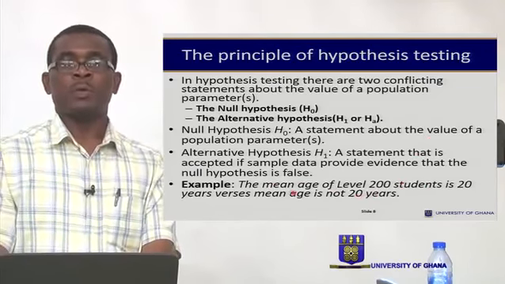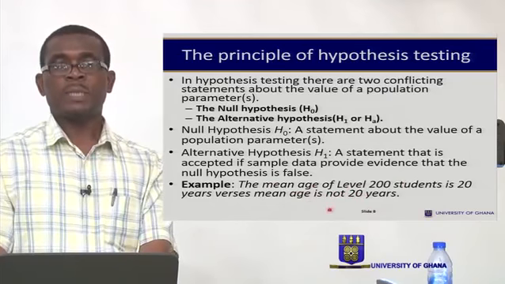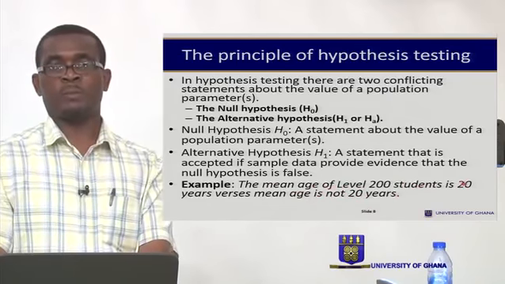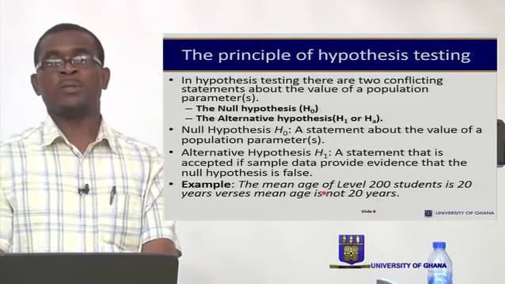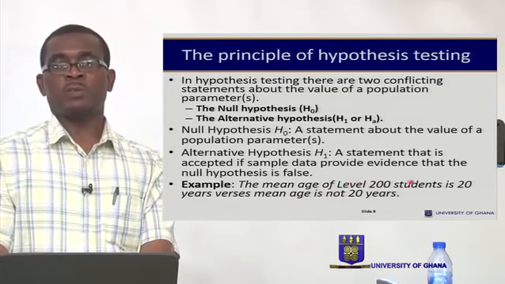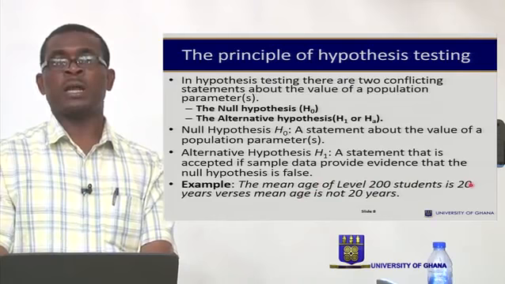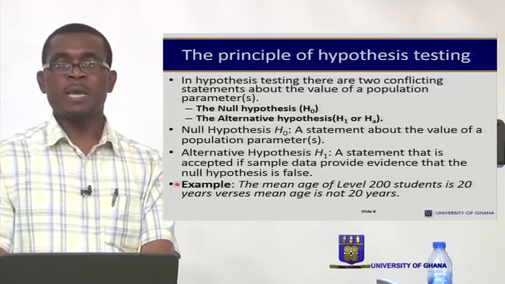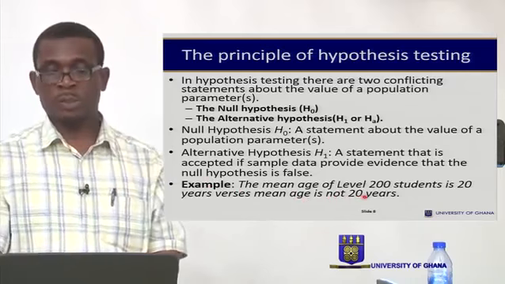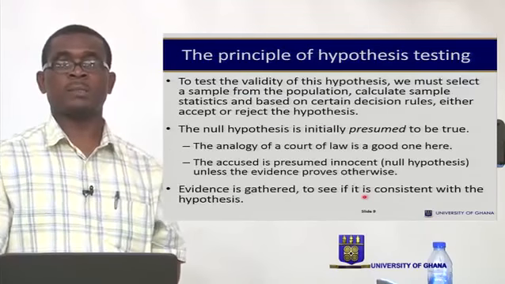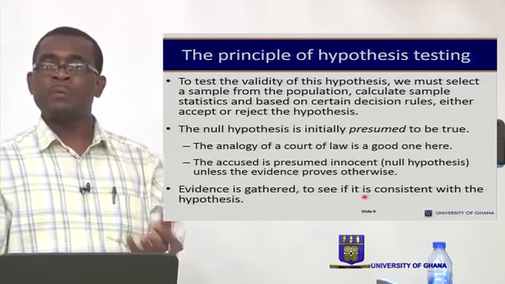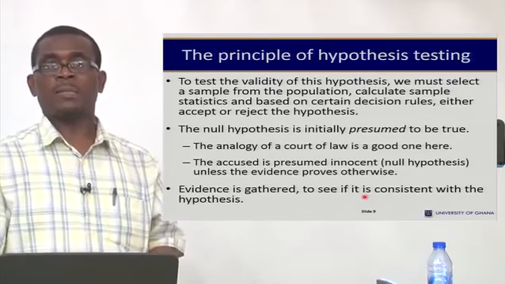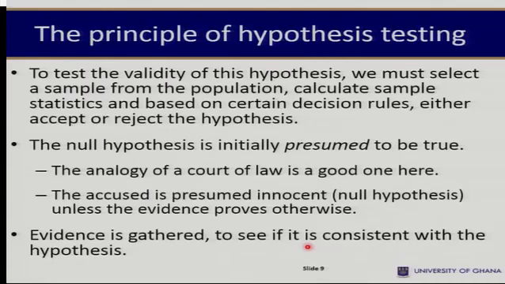For example, we may want to test the mean age of level 200 students being 20 against the claim that it is not 20, okay? So in this case, the mean age of level 200 students is 20 years will constitute the null hypothesis, and then the mean age is not 20 years will constitute the alternative hypothesis. Now, to test the validity of this hypothesis, we must select a sample from the population, calculate sample statistics, and based on certain decision rules, either accept or reject the hypothesis.